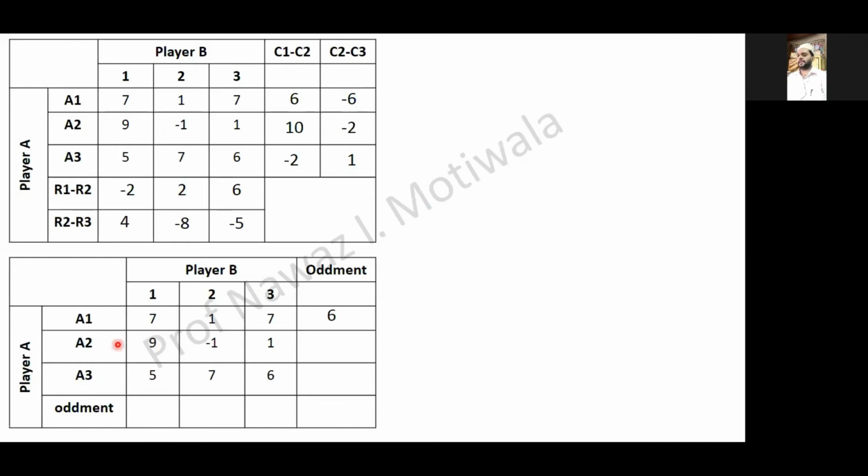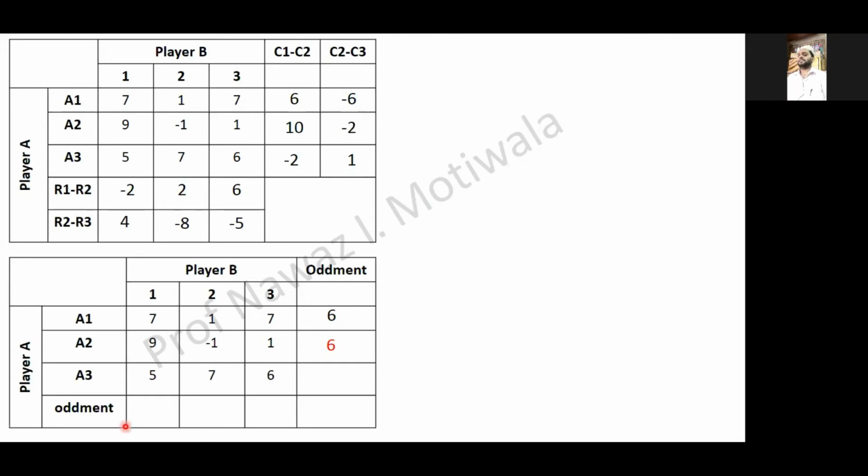Now similarly A2. If I want the value at A2, I will ignore this A2 line. After ignoring it, I will remain with these values 6, minus 2 and 1. So just take the determinant. It will be 6 multiplied by 1, 6, minus of 6 into 2, 12. So it will be 6 minus 12. The answer will be minus 6, but I will write positive 6 here. I made it in red because I was getting the value minus 6, but as it is an oddment value, I will write it as positive.